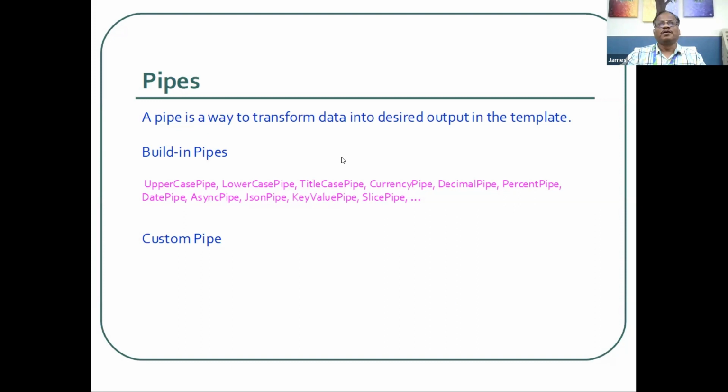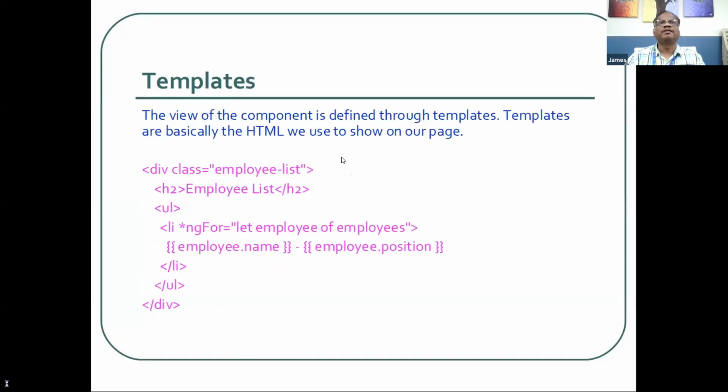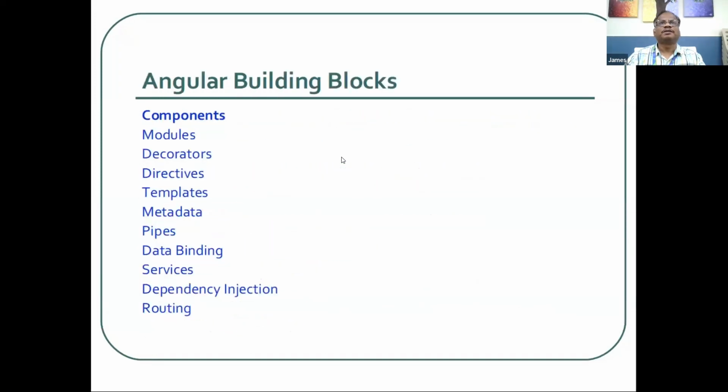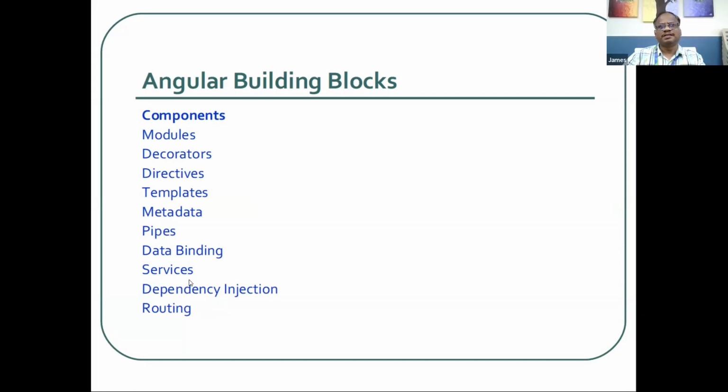I share my screen. So today we are going to see pipes. Let's see the list of building blocks. So far we have seen up to the metadata. So in this session, we are going to cover pipes, data binding, service, and dependency injection. My target is to cover these four topics. So this is my idea for today's session. So let's move to pipes.